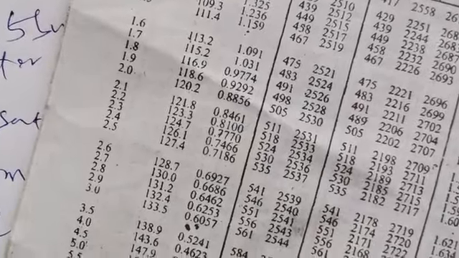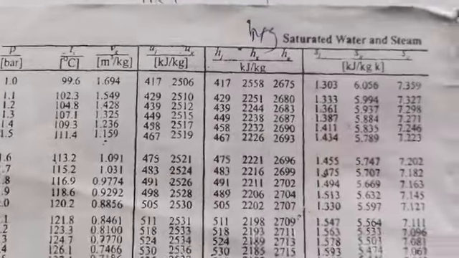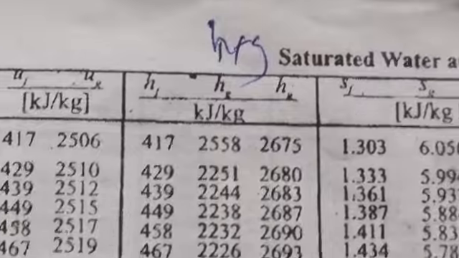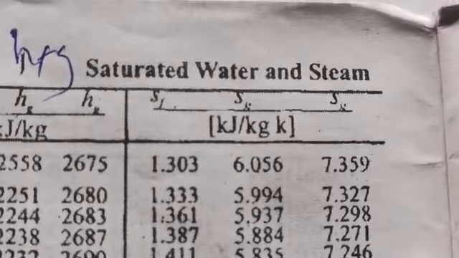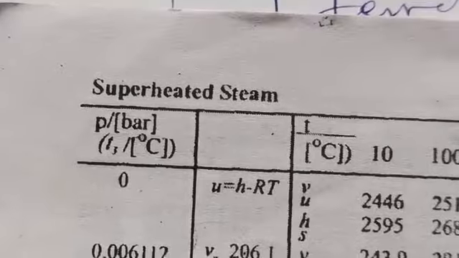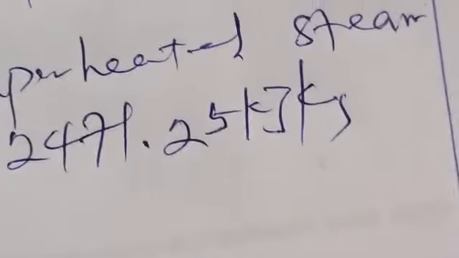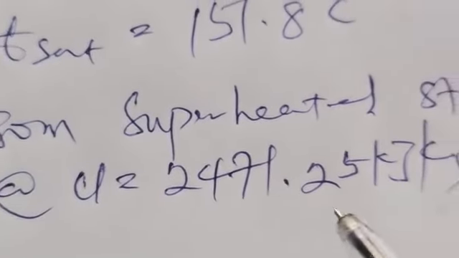Now as always, the steam table is divided into two. We have the saturated water and steam table, which is here, and the superheated steam table. This is superheated steam. So we're looking for the temperature corresponding to this internal energy, 2471.25.